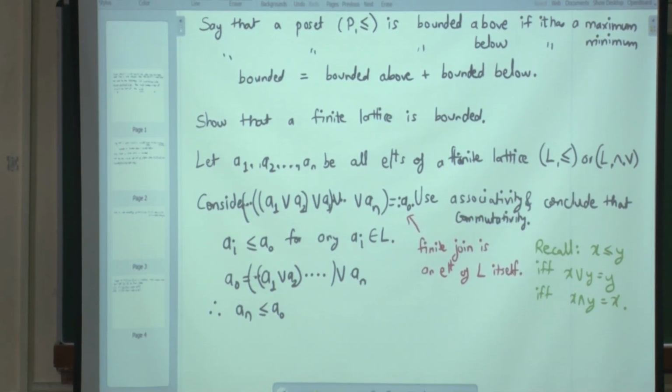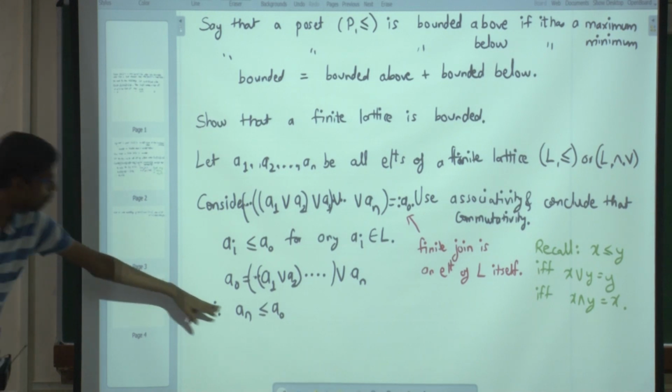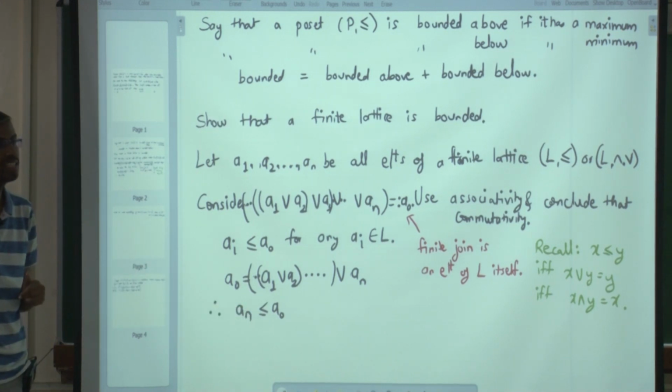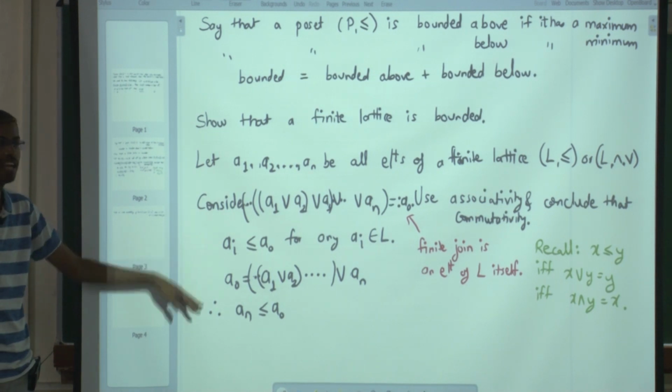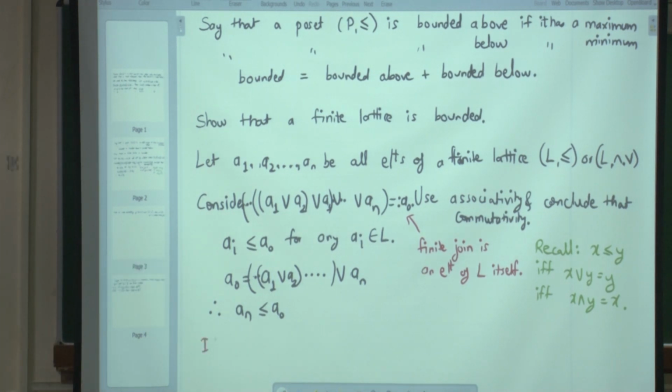Correct? So therefore A naught is an element of L and every AI is less than or equal to A naught. So what does that mean? It is the maximum element. Okay? And dually you can show it is the minimum element.